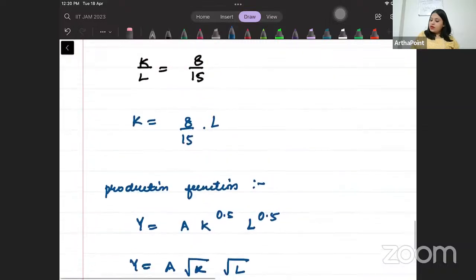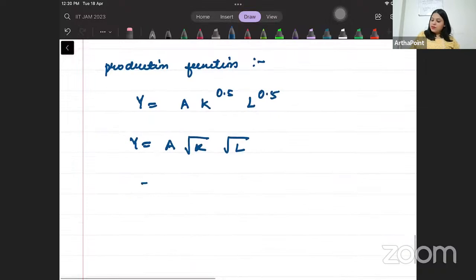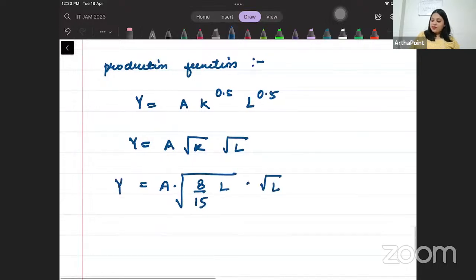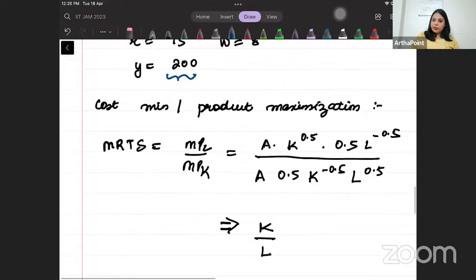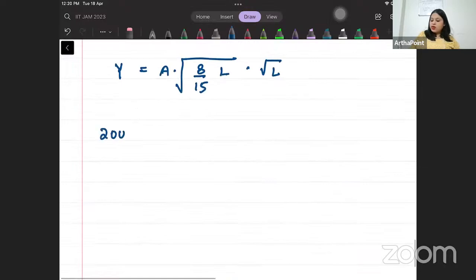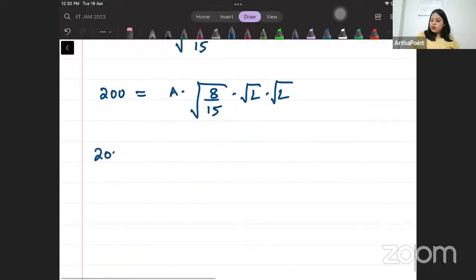Now, beta, I have found out K in terms of L. So instead of K, can I write 8 by 15 L? I can. And my output that I want to produce is 200 units. So it is going to be 200 is equal to A, 8 by 15 under root into root L into root L. Right? So this is going to be 200 is equal to A, 8 by 15 under root into L.